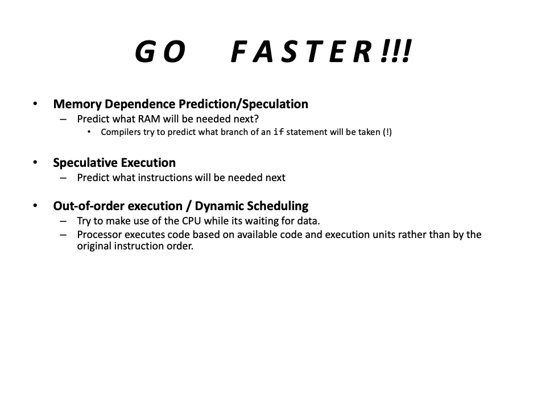So again, the processor will execute code that it has available to it while it's waiting for other data or other instruction orders. Pretty cool. Normally, the compiler says, here are the instructions you should do, and then the computer just does it. But with dynamic scheduling, it'll make use of that waiting time.